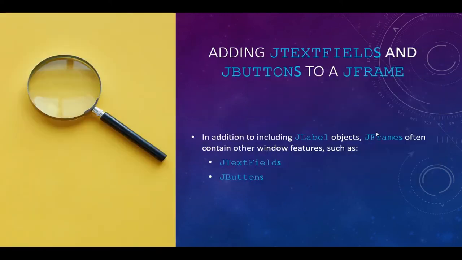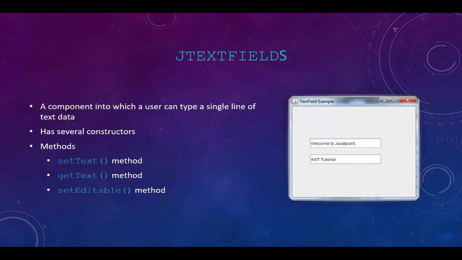Next, there are things called JTextFields and JButtons. These are also additional components that we can add into that JFrame to receive information from the user. So far, everything we've done has just displayed information to the user. So let's see how we get information back.